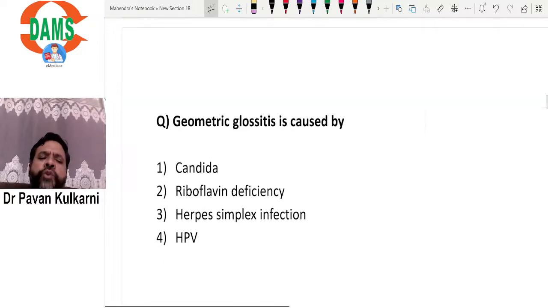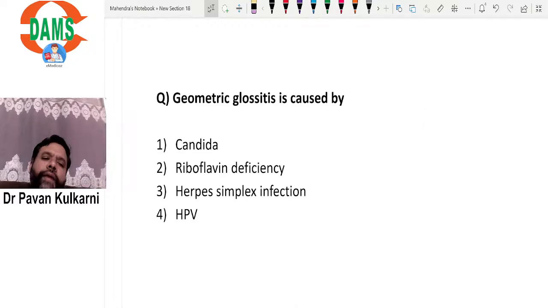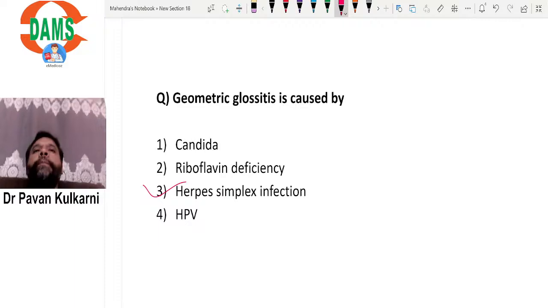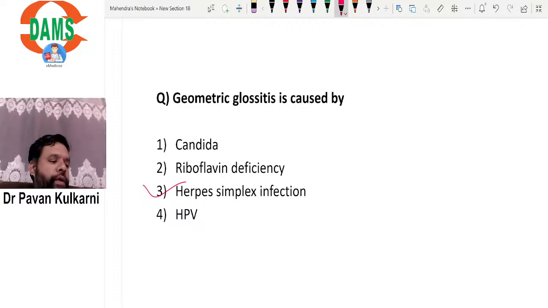Moving on to the next question. Geometric glossitis is caused by. So what do you mean by geometric glossitis? Geometric means something related to a map. So there will be glossitis or depapillation in particular areas. That is characteristically seen in herpes simplex infection. In herpes simplex infection, the glossitis that is seen is known as geometric glossitis.